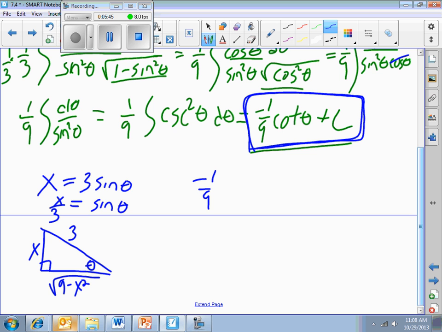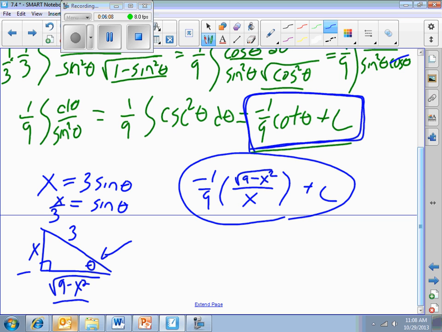Negative 1/9 times the cotangent of theta plus c. If I look from theta's perspective, I want to talk about the cotangent. Cotangent is cosine over sine, or adjacent over opposite. So it's the square root of 9 minus x squared over x. And now finally, we've integrated it by using trig substitution.